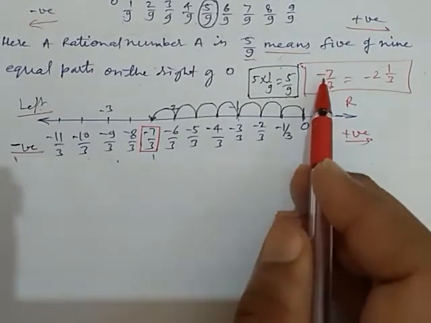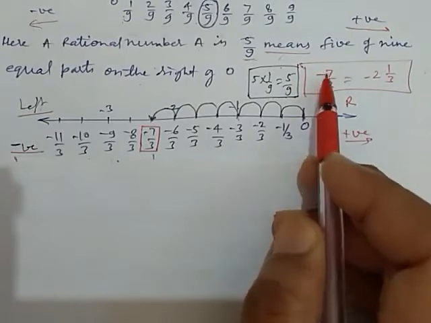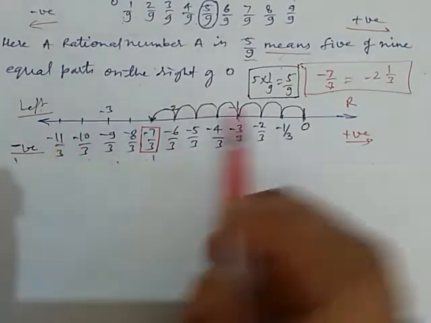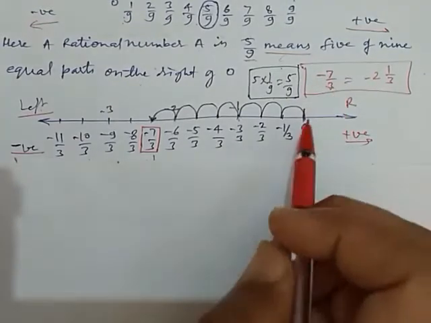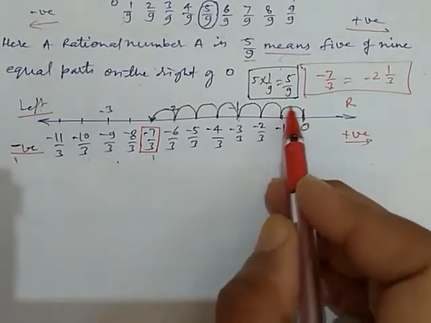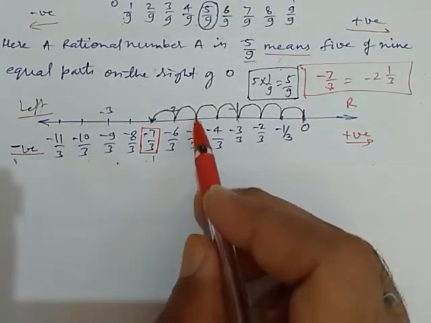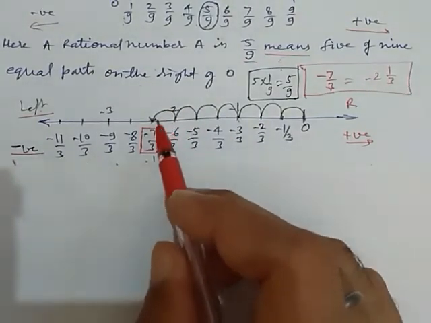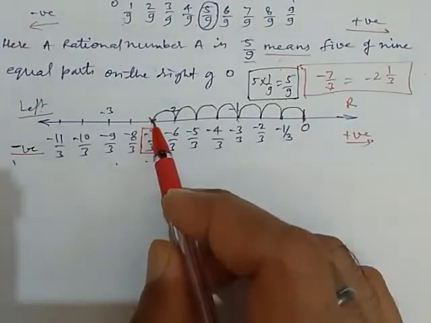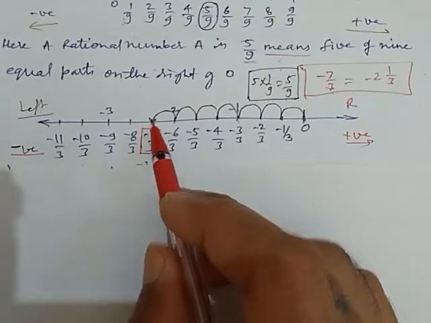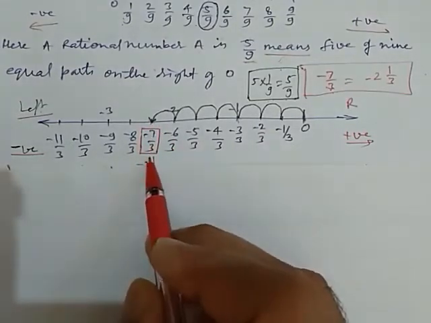Now we consider 7 parts, and since the number is negative, the left side is negative, so we consider 7 parts. So start here: 1, 2, 3, 4, 5, 6 and 7. Here is the 7th part. Each part is 1 by 3 and we have to consider 7 parts. Okay, so this is -7 by 3.